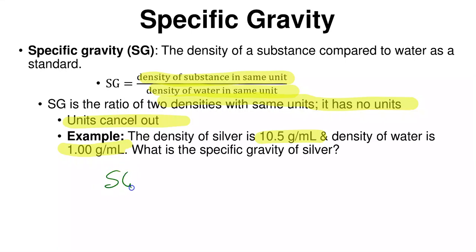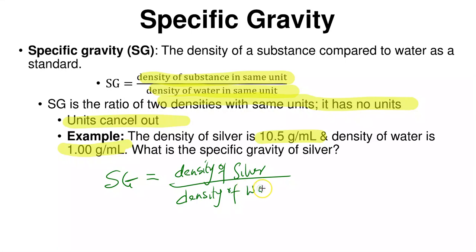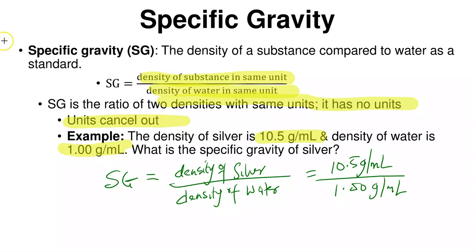The specific gravity, SG, will be the density of silver over the density of water. And then when you plug that in, it's going to be 10.5 grams per ml over 1.00 grams per ml. And when you cancel both, your answer becomes just 10.5. So the specific gravity of silver is 10.5. And there is no unit because both units cancel, both the upper unit and the lower unit cancel out. Let's now begin to solve some problems here.